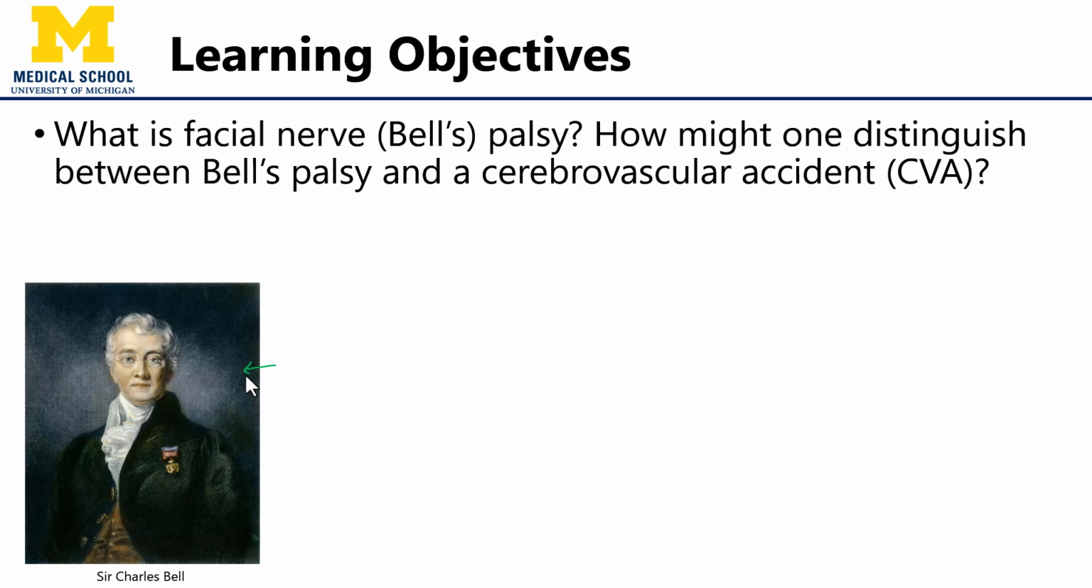So first of all, let's tip our caps to the prominent Scottish surgeon Sir Charles Bell, who discovered this condition and for whom this diagnosis is named. Dr. Bell was a very prominent neuroanatomist as well. He was the individual who discovered that there were both sensory and motor fibers within the brain, and also discovered the long thoracic nerve, among many other accomplishments.